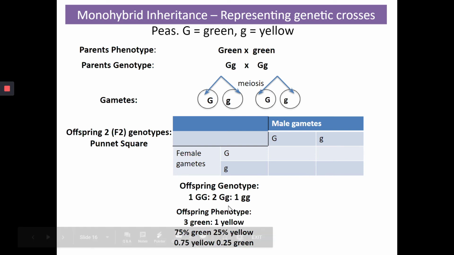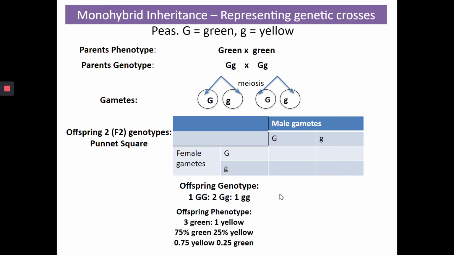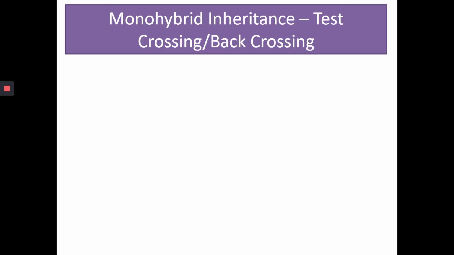So in the end of every monohybrid cross question, make sure you are writing the ratio, genotypic ratio and the phenotypic ratio, or if nothing is asked, at least you should write the phenotypic percentage or probabilities of the offsprings. So this is how you will approach monohybrid inheritance questions.